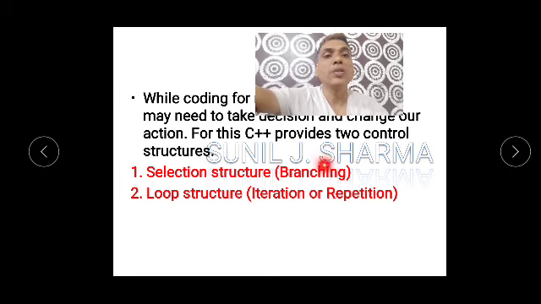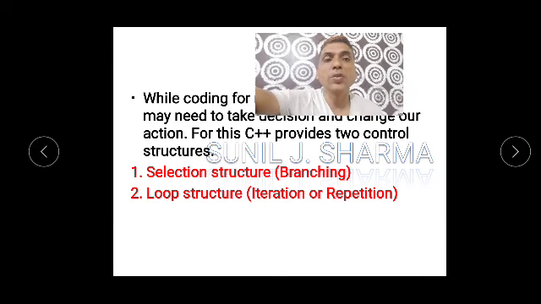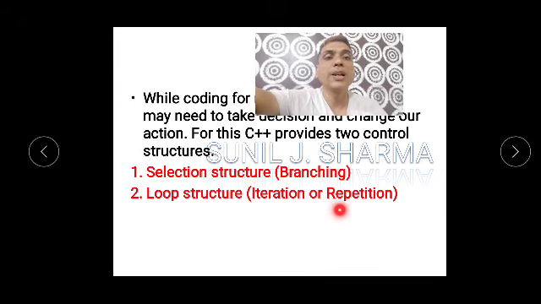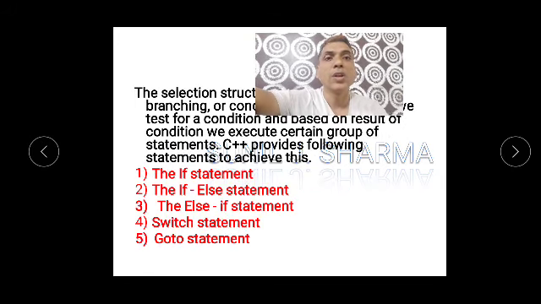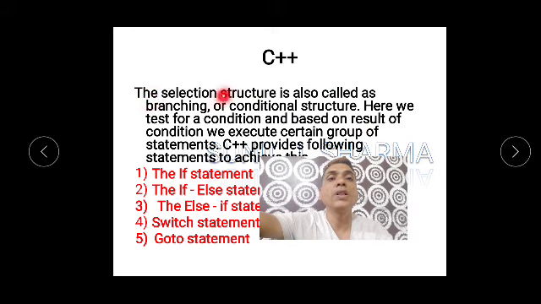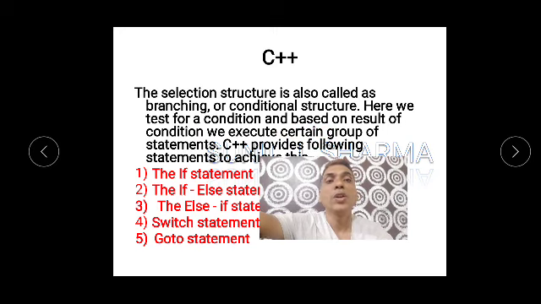Selection means branching. That means you have to take a decision whether you want to do this or that. And iteration is also like repetition. Suppose you want to repeat some steps again and again, then you can use this. Now a selection structure is also called branching or conditional structures. Here we test a condition, and based on the result of the condition, we execute a certain group of statements. So depending upon your conditions, they will take decisions.